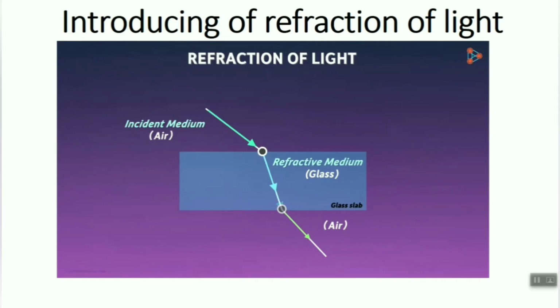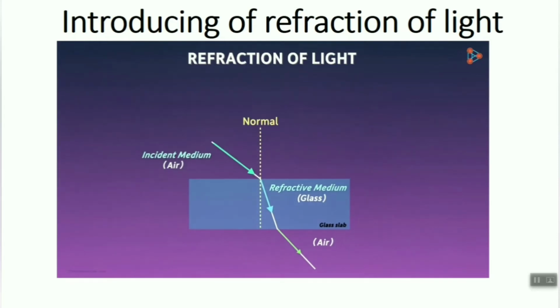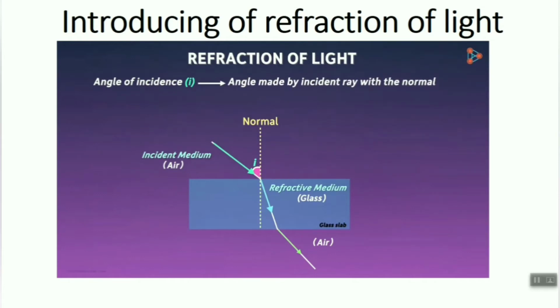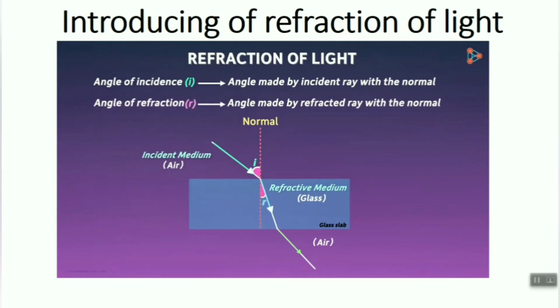Let us draw a line perpendicular to the surface at this point of incidence. This line is also called a normal. What is this angle called? It's called the angle of incidence and is denoted by the letter I. It is an angle made by the incident ray with the normal. And this is the angle made by the refracted ray with the normal. It's called the angle of refraction R.